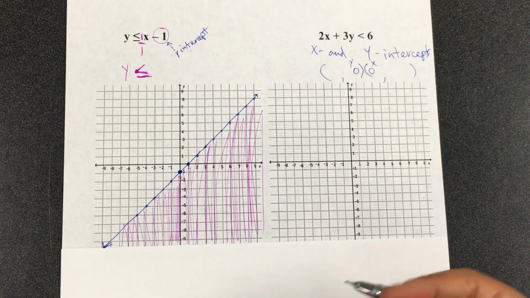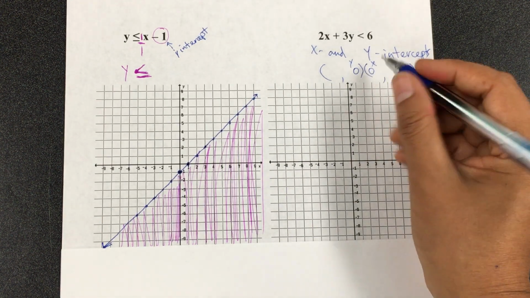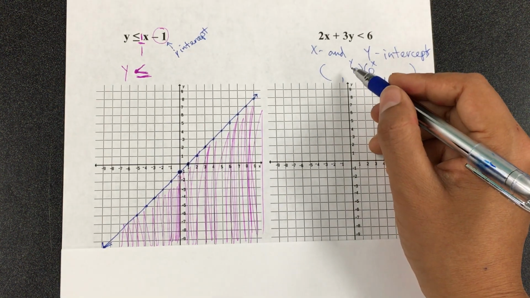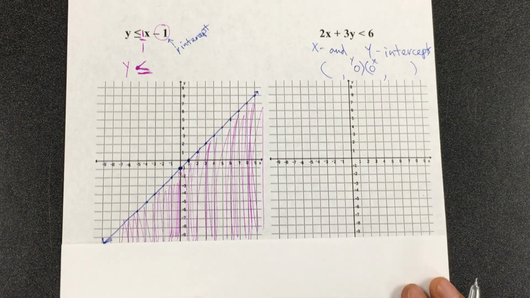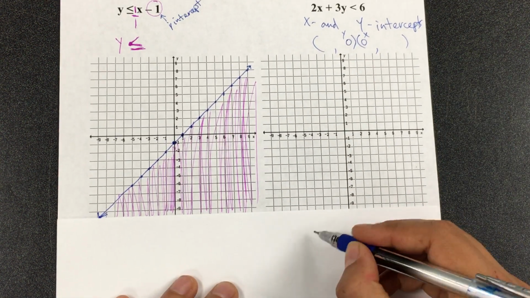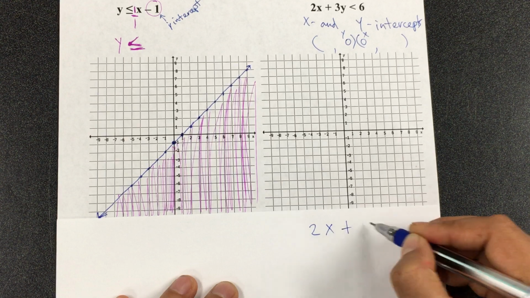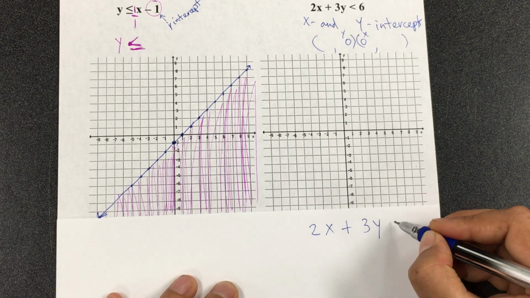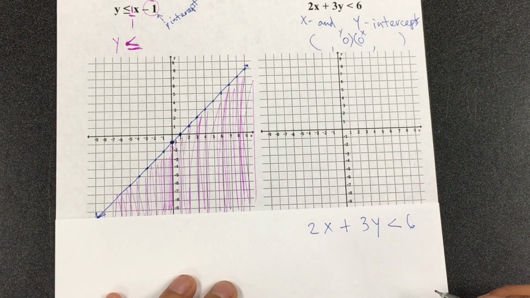The opposite is 0, and so you can do all the work. I'm going to show you here how to find those intercepts. In fact, let's start with that: 2x plus 3y is less than 6.